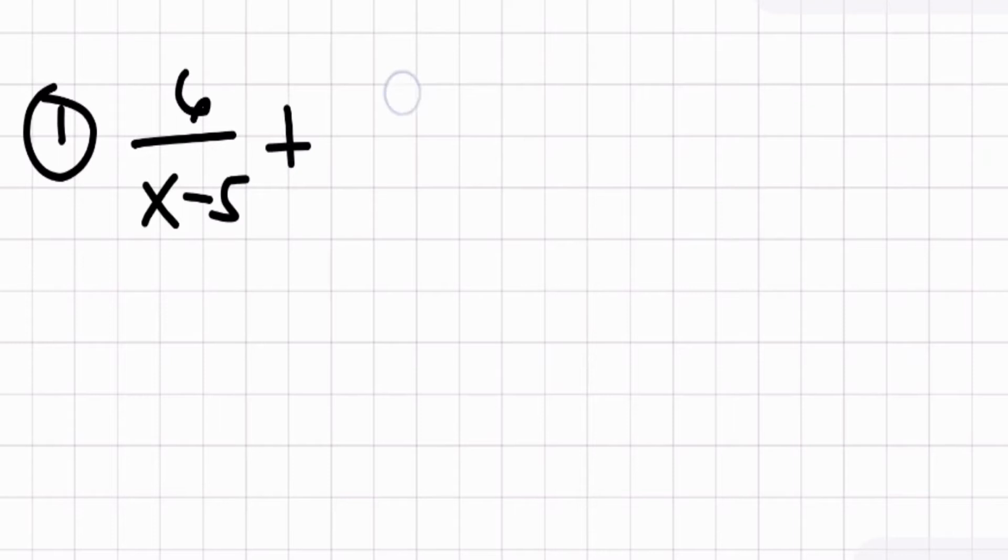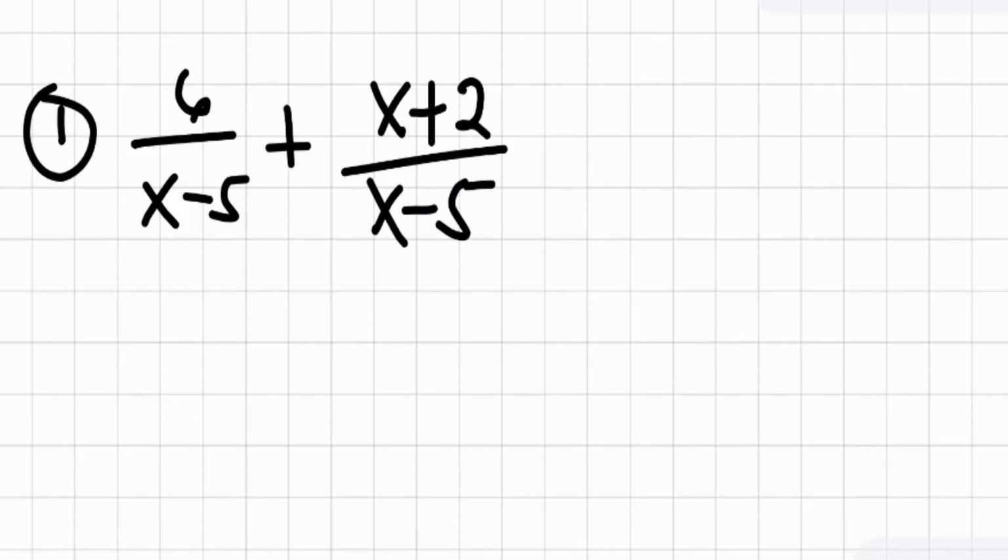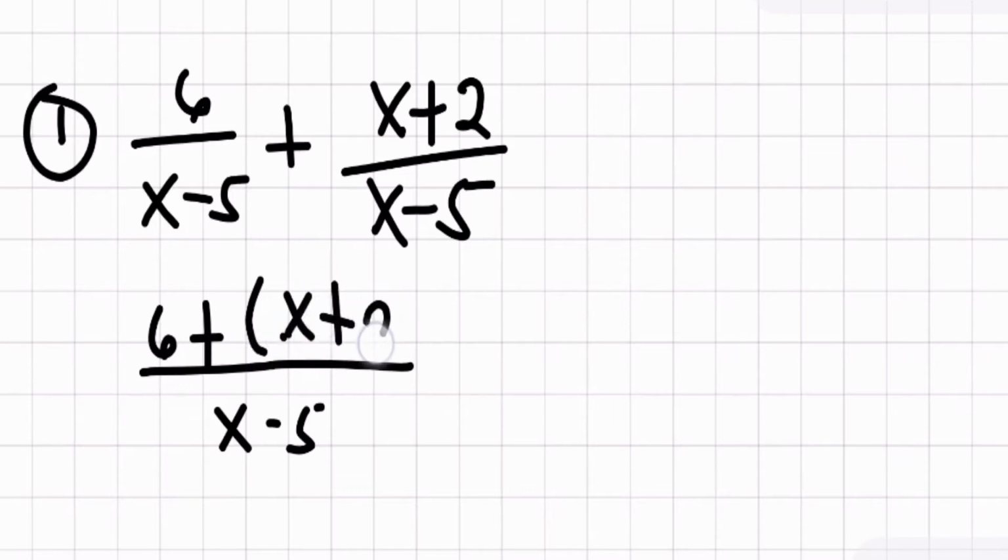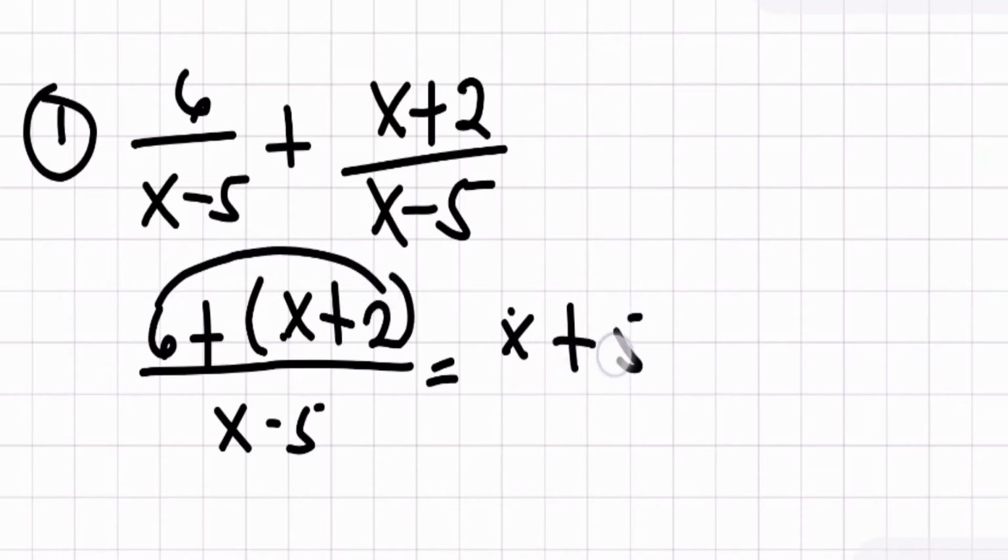Okay, so let's begin with this example. So we have 6 over x minus 5 plus x plus 2 over x minus 5. So what we need to do first is to copy the common denominator, which is x minus 5, and do the operation with our two numerators. So we have 6 plus x plus 2. Now let us simplify our numerator. So we have x plus, combine 6 and 2, that will be equal to 8, all over x minus 5.